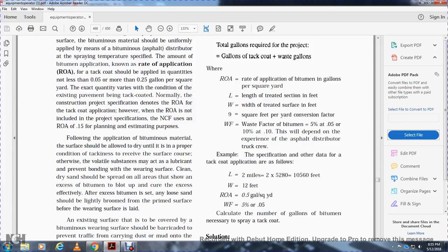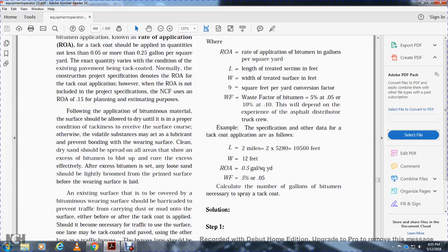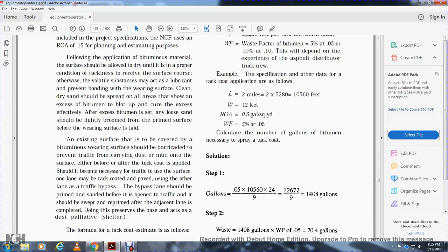After the excessive bituminous material is set, any loose sand should be lightly broomed off the primary surface before the wearing surface is laid. Any existing surface that is to be covered with the bituminous wearing surface should be barricaded to prevent traffic from carrying dust and mud onto the surface, both before and after the tack is applied.